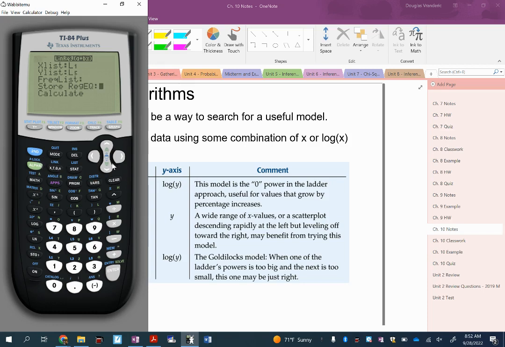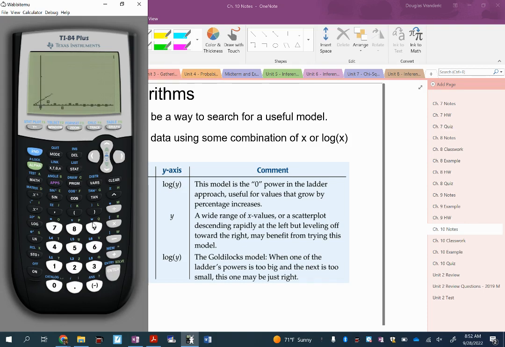So hit vars, y vars, function, y1. And then I want to calculate, right? Remember, before I write this down, I'm going to make sure to go to my residuals plot to see if I see a cloud. So hit second, stat plot. But if you don't run that linear regression first, you won't actually have any residuals to plot. So now hit second, list, number 7.